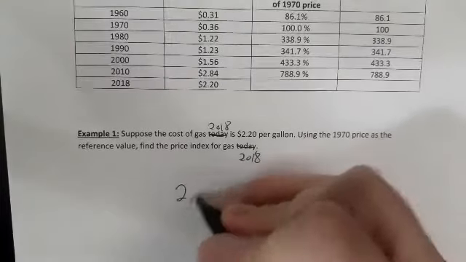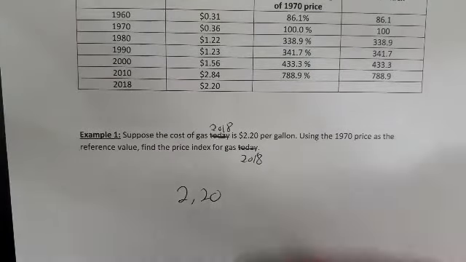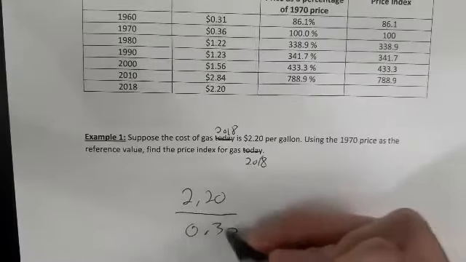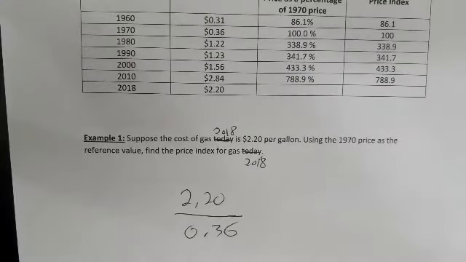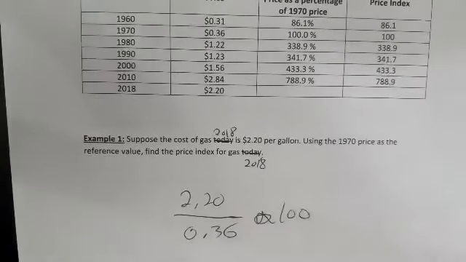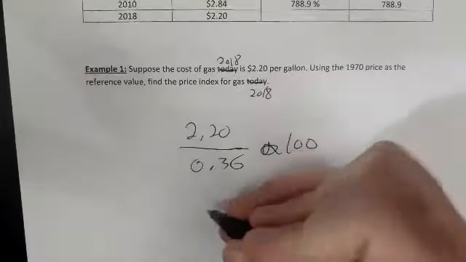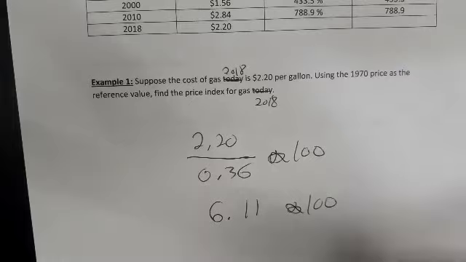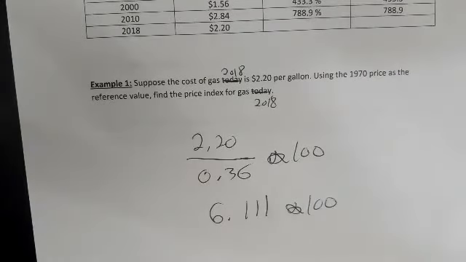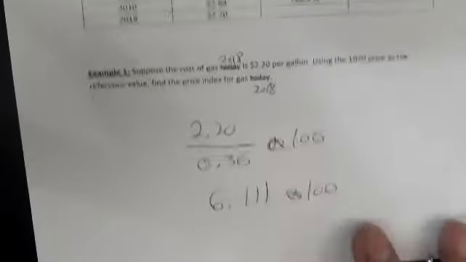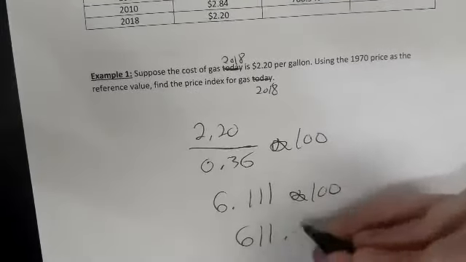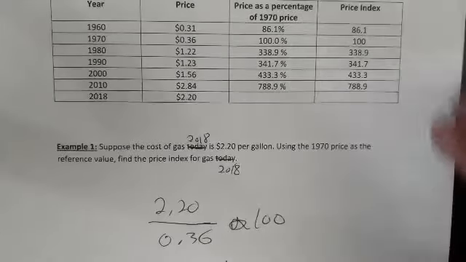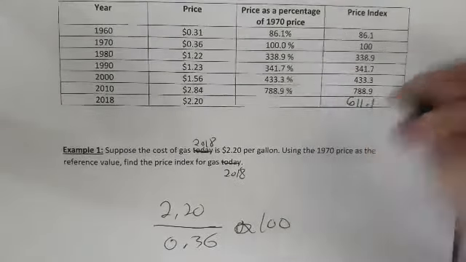So we're taking $2.20. That is the value we want to talk about. The reference value is the 0.36, or the price in 1970. And we got to multiply this thing by 100. So if we do 2.2 over 0.36, should be giving us something like 6.1 repeating, so 6.11. I'll go ahead and do 3 decimals. And so I should be getting something like 611.1. And so if you want to fill out the table, you could absolutely fill out your table with 611.1%.